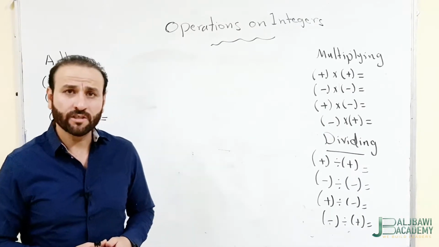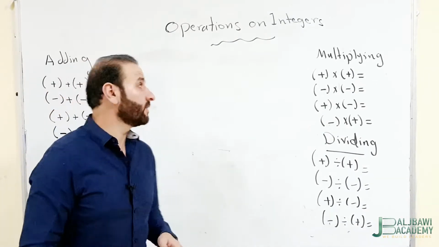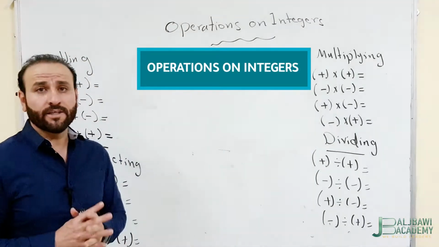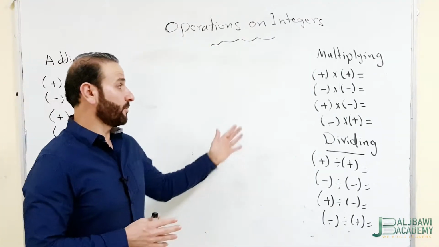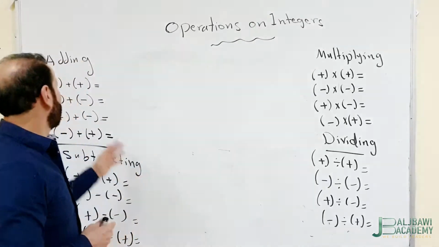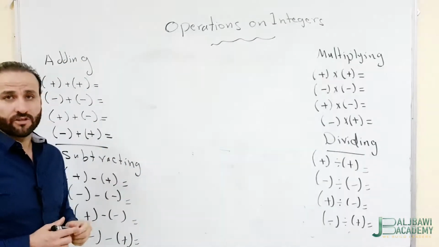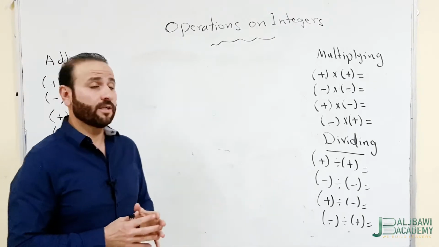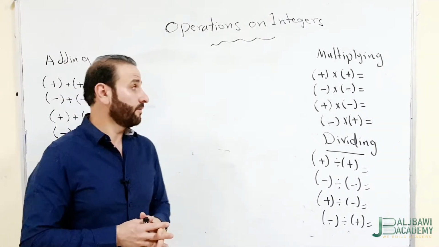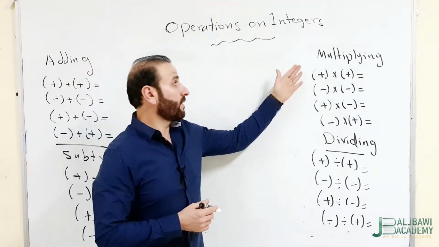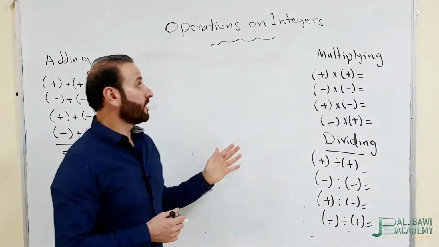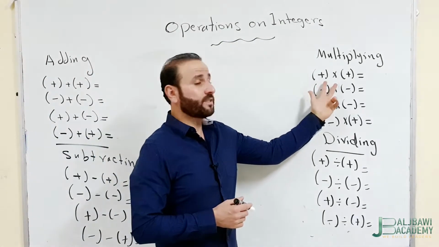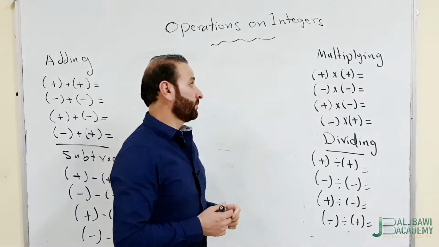In today's session, we're going to talk about operations on integers. We will talk about multiplication, division, addition, and subtraction. We'll start with multiplication and division because they are easier to work on. Here, I start by multiplying integers. The focus will be on the signs, of course, as you can see.